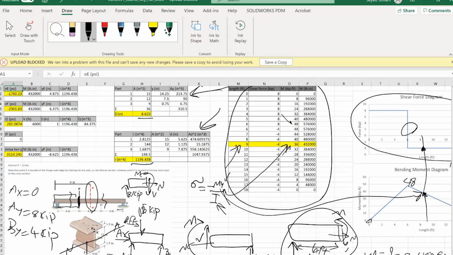Now, we're going to go back to this equation for the purpose of calculating the bending stresses. Keep in mind that we have points of interest, point E and point F, each of which has its own position, clearly marked up in the figure. One is located at the junction, the shared edge between the top flange and the web. The other is at the topmost layer of the cross-section.